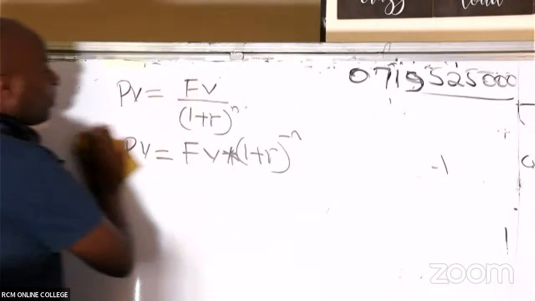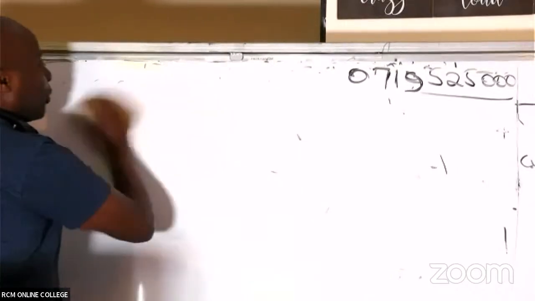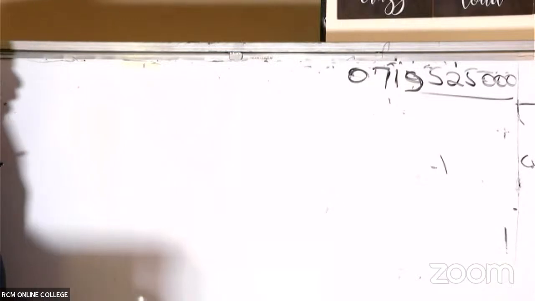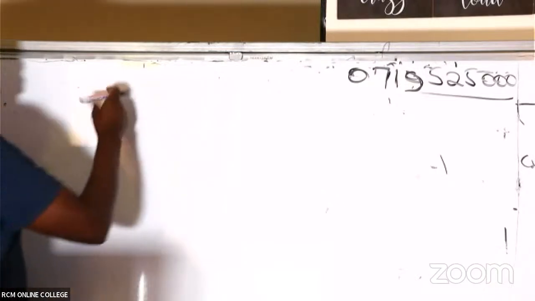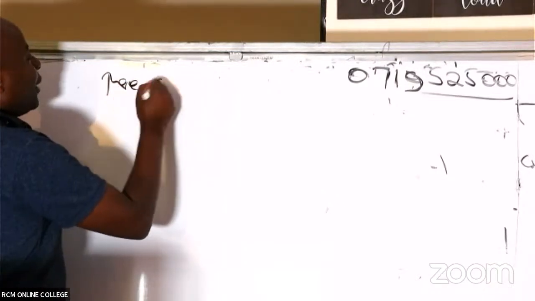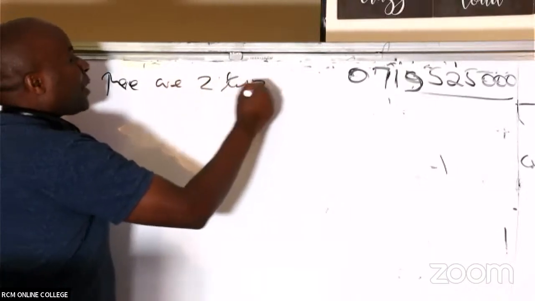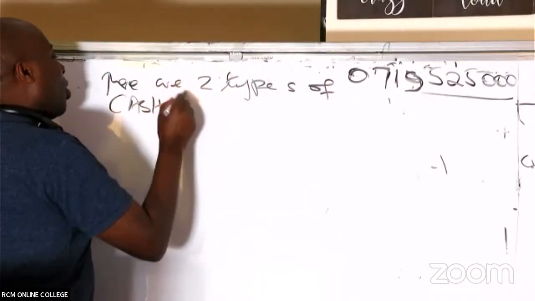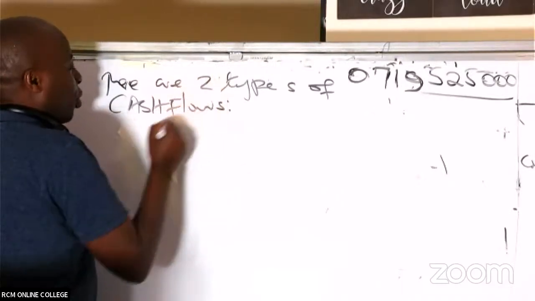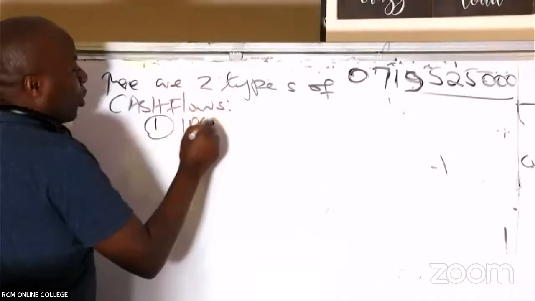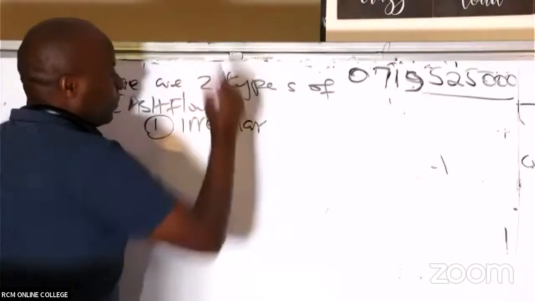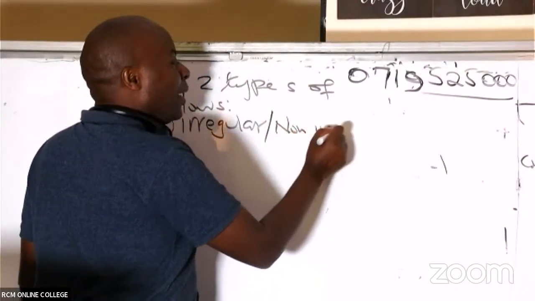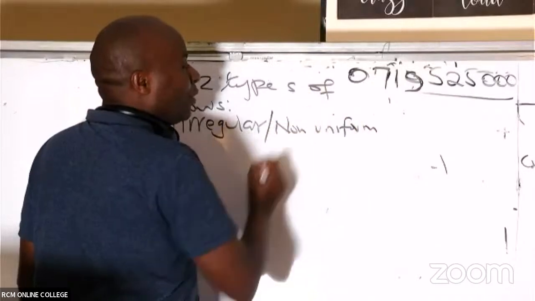Ladies and gentlemen, we have got 2 types of cash flows. Once you understand this, then we are good to go. There are 2 types of cash flows. Number 1, we have what we call irregular. Irregular is also known as non-uniform.